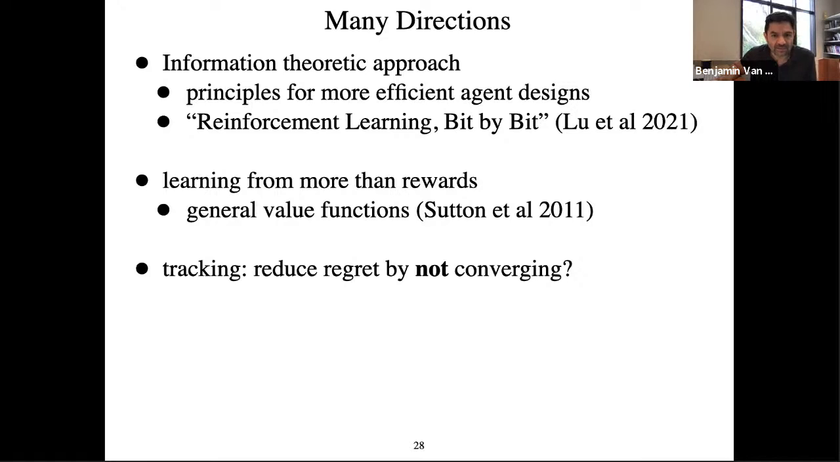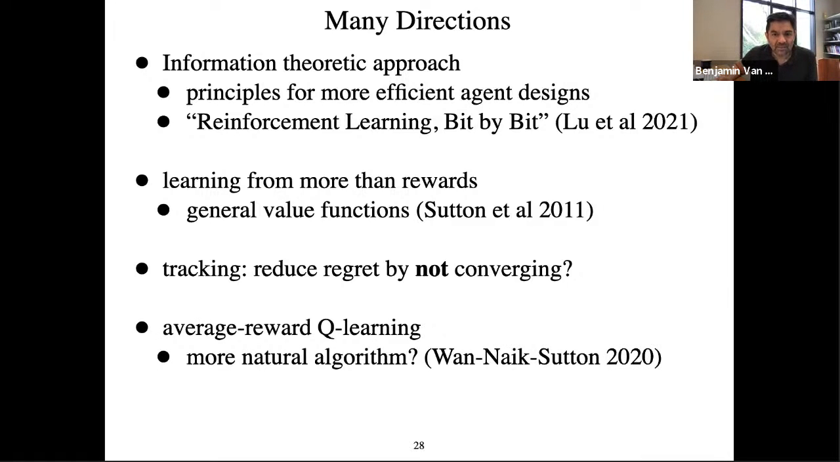Another topic at the frontier of this area involves tracking. In particular, rather than aiming to converge on some target policy, it may be possible to significantly reduce regret by targeting different policies under different circumstances over time. Okay. So in particular, with an agent that is much simpler than the environment, it seems like that ought to be beneficial.